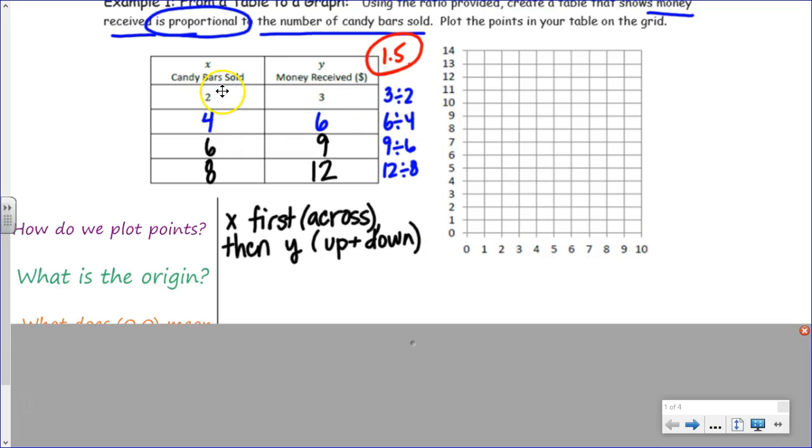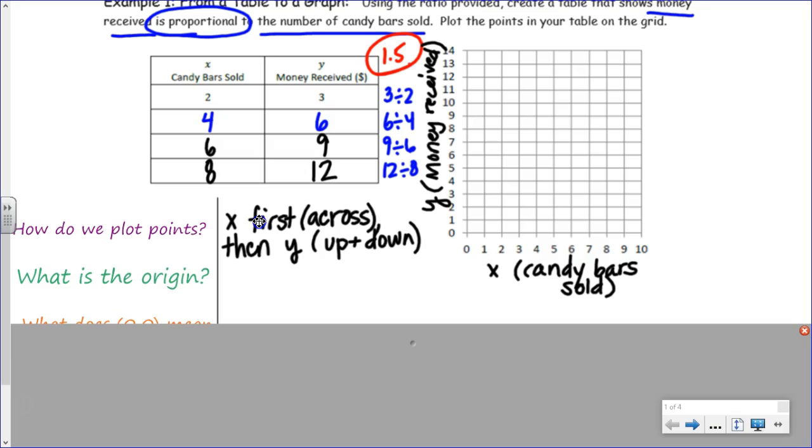Here's another way to think about it. If you're going to buy candy bars, do the candy bars determine the price, or does the price determine the candy bars? We're going to think of it this way, where X is the candy bars sold. However many I sell, that will determine my price, and then I can graph that up here. That's Y, money received. Okay, you always want to have an X and a Y label.